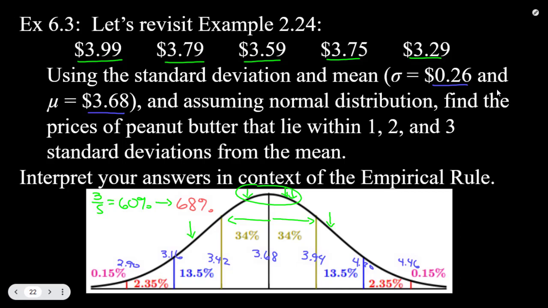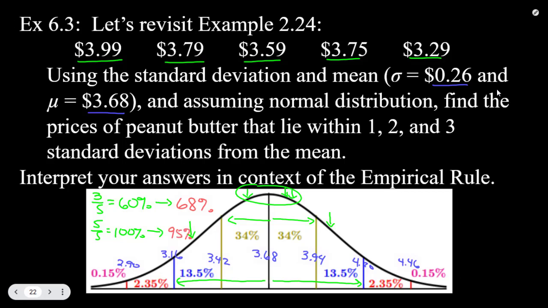Now, if we go 2 standard deviations each direction, notice that gets us all 5 of our values. So that's 5 out of 5, which is 100%. According to the empirical rule, we would expect 95% to be in those ranges.